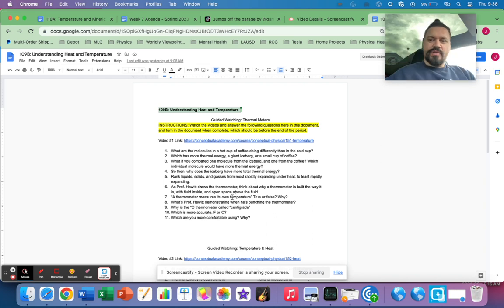When he's punching the thermometer, this is what we were talking about. This is the molecules vibrating and bumping into each other. It'd be like in a mosh pit. Somebody bumps into somebody else and sends them moving, and then they bump into somebody else and send them moving.